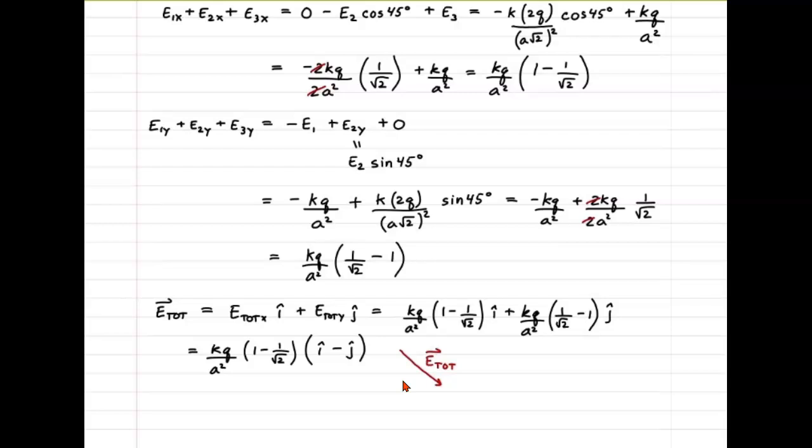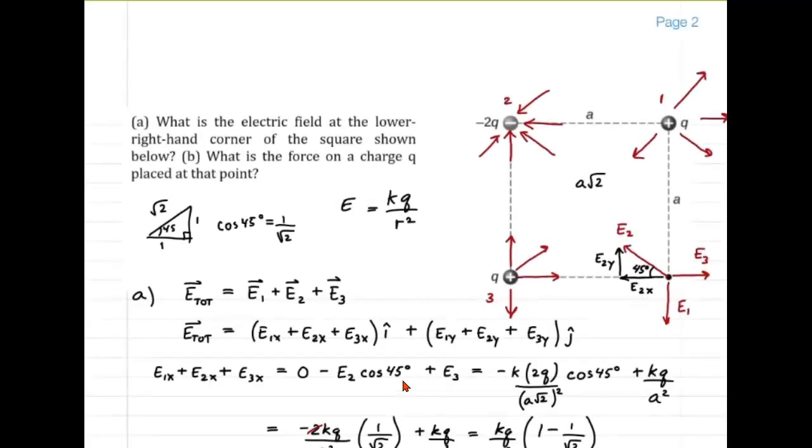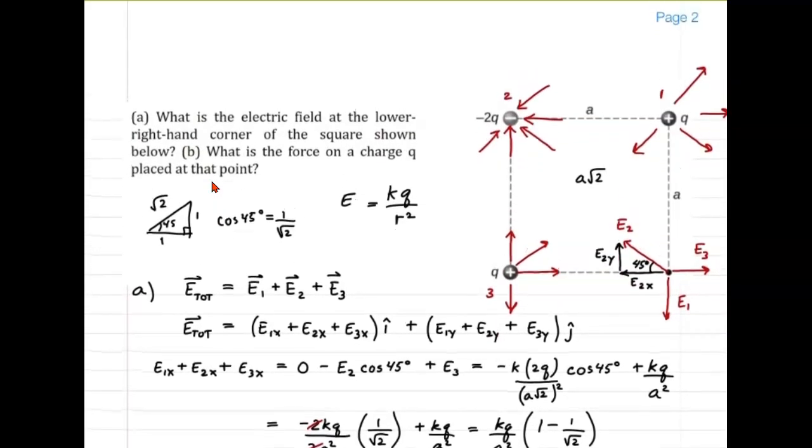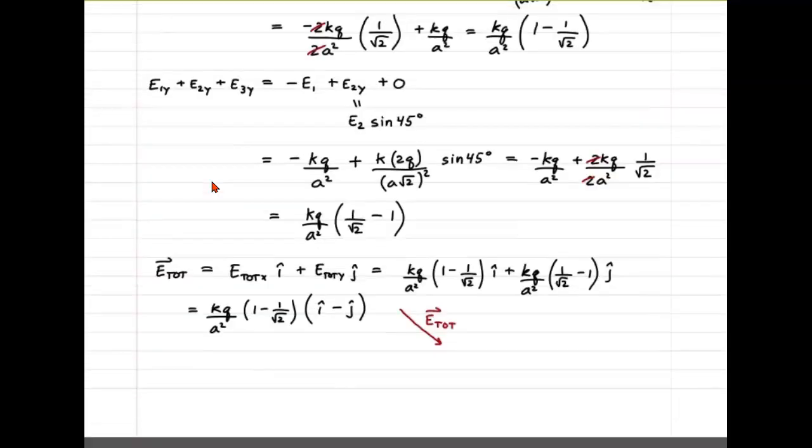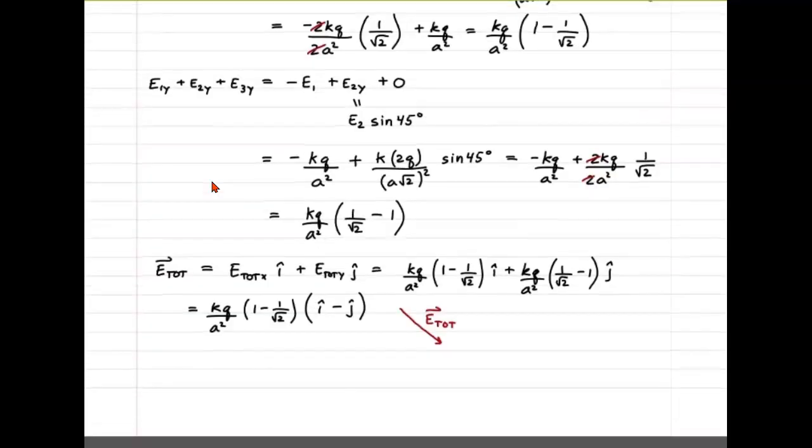The last part of the question is part B. And it says, what is the force on a charge Q placed at that point? Well, that is a very simple thing to do. What we're going to do is use the equation to go from force to electric field. So in this case, part B, to know what the force is, we're just going to take the charge Q. That's what they said. If you're going to put a charge Q at that point, then you times the total electric field. So it's a very simple step.